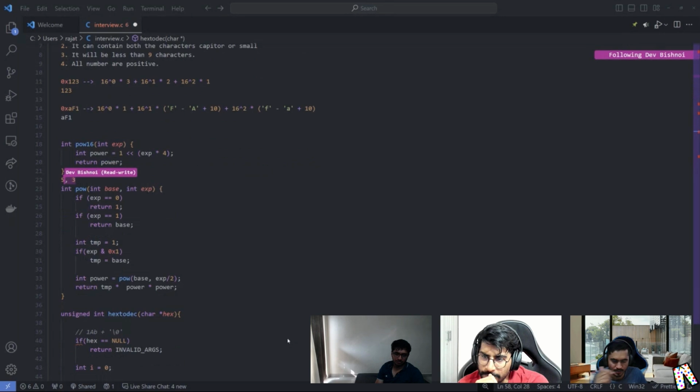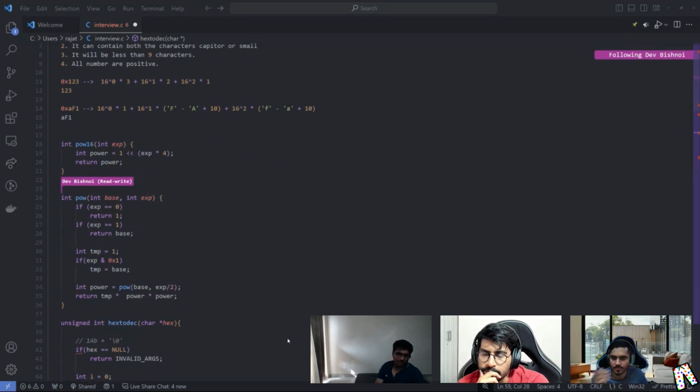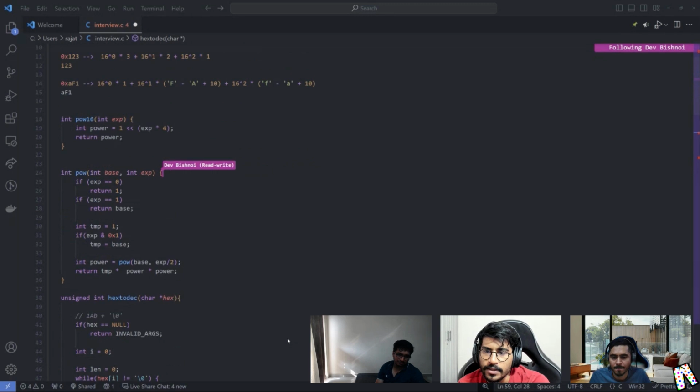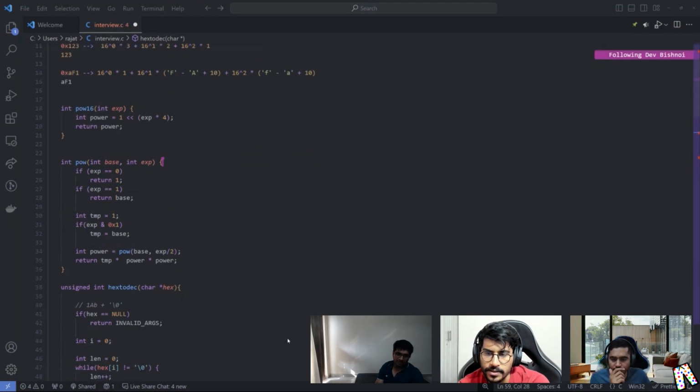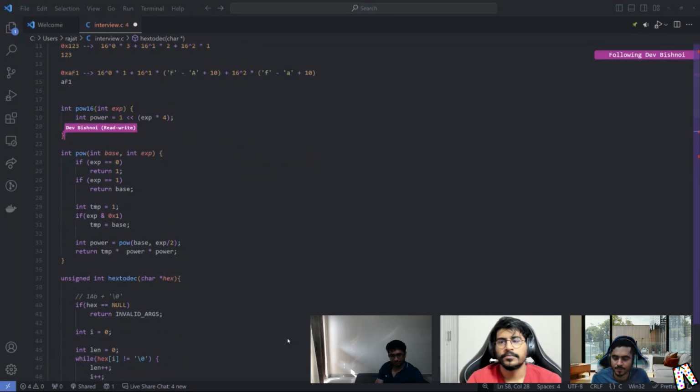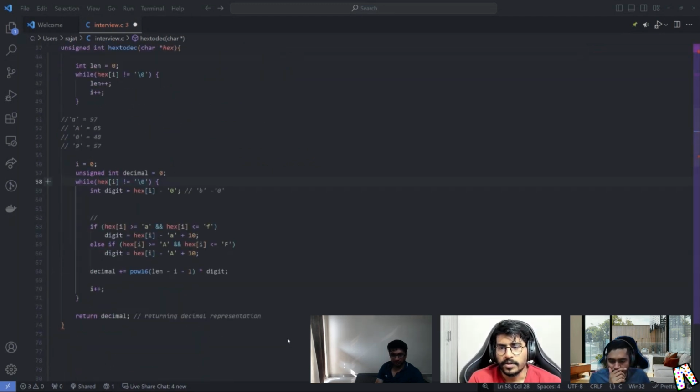But anyway, you can simply right shift the digit by 4 and that will multiply it by 16. Then this generic function would work if he wants to convert it into other bases as well. Yeah. Nice, man.